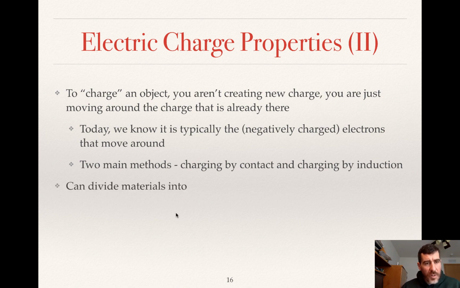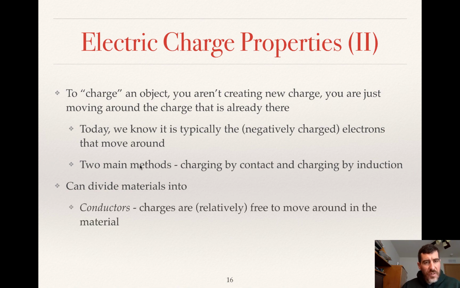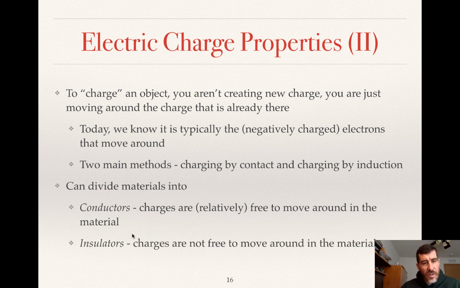And some other important terminology. If you have a material, broadly you can divide materials into two big classes. So conductors, things like metals. In a conductor, the charges, and now we know the electrons, are relatively free to move around, right? This is why you use metals like copper for electric circuits, because the electrons are relatively free to move around in the conductor. On the other hand, you can also have an insulator. In an insulator, charges are not free to move around. There's also things called semiconductors, which are kind of in between a conductor and an insulator, and I think we'll actually get to talk about semiconductors towards the end of the semester.